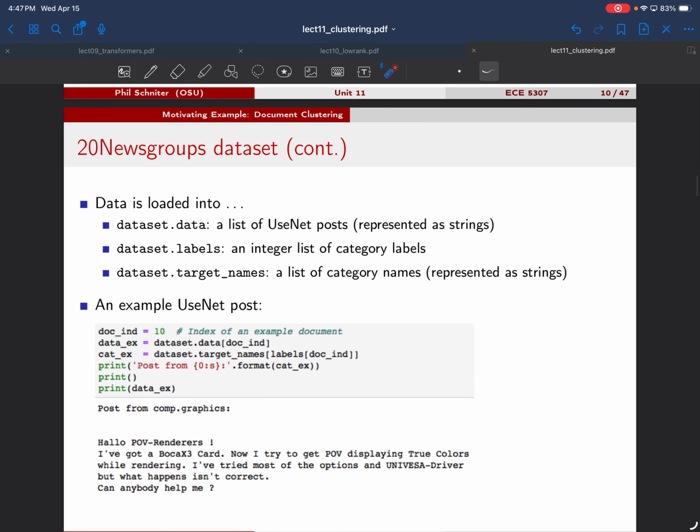so when you download this data set, you basically get this dataset.data object, which is a Python list of Usenet posts. Each post is a string. You have a dataset labels, which is an integer list of the category labels for each one of the posts. And then you have the target names, which tells you the category names.